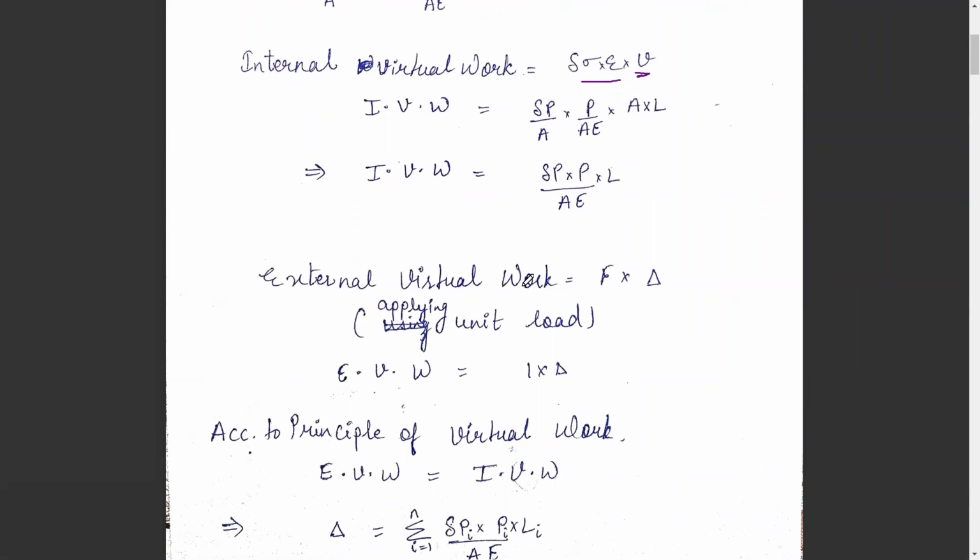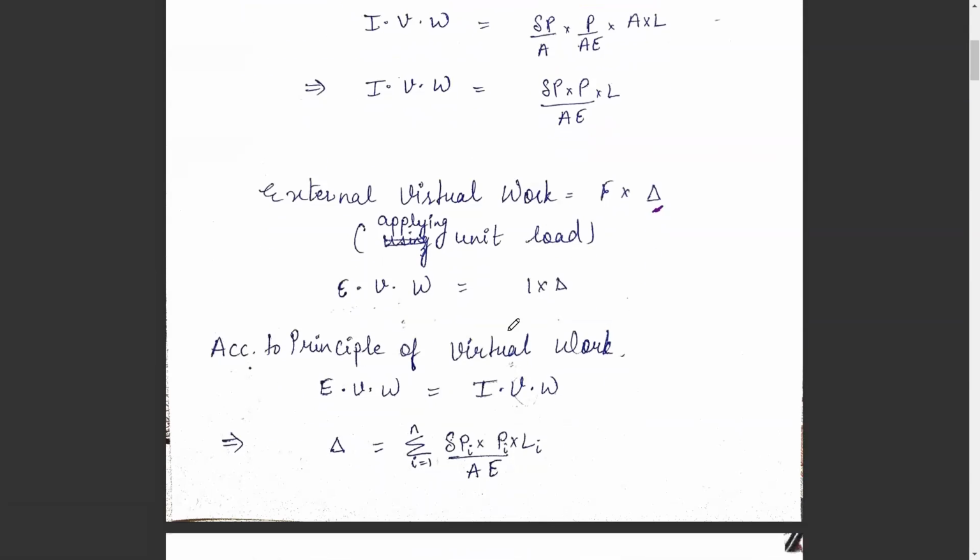The external virtual work would be equal to the force times displacement, the deflection which we need to calculate. As F is arbitrary, for simplicity, we assume it to be a unit load. According to the principle of virtual work, the external virtual work should be equal to the internal virtual work, and hence the deflection would come out to be the summation of internal virtual work across all the truss members. This would be the formula of deflection which would be used in our problem.